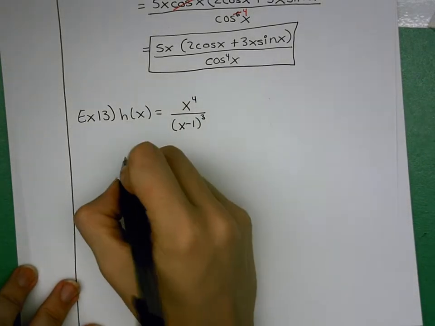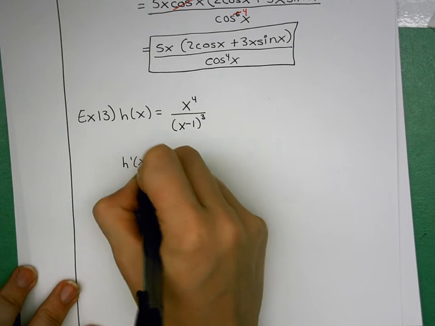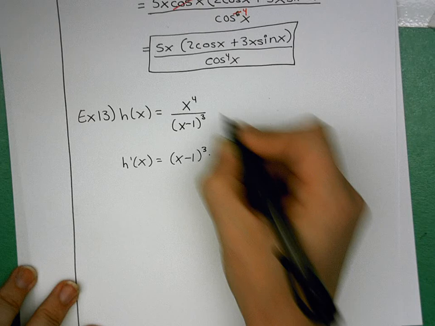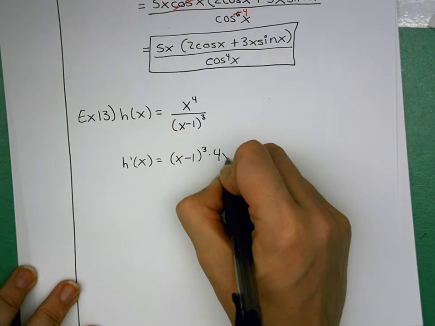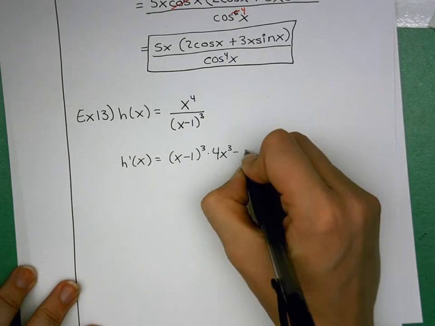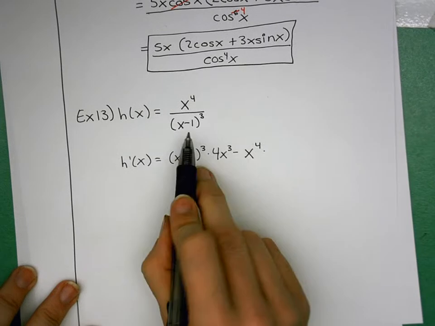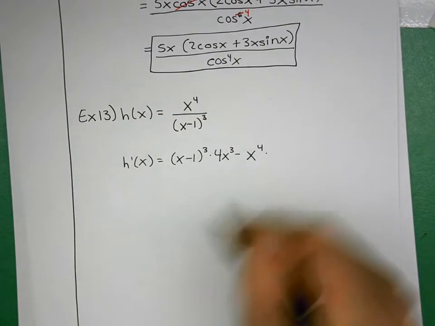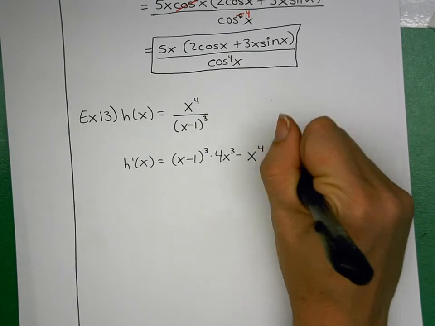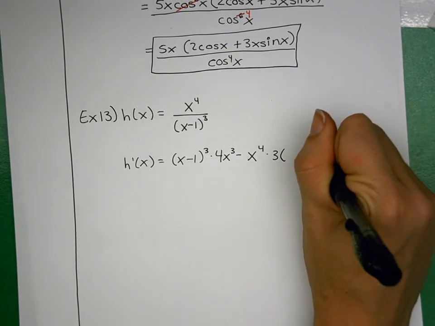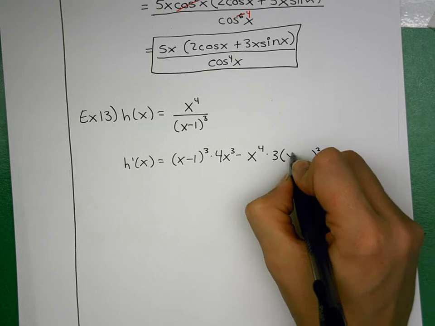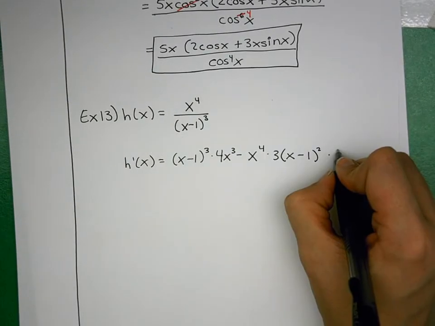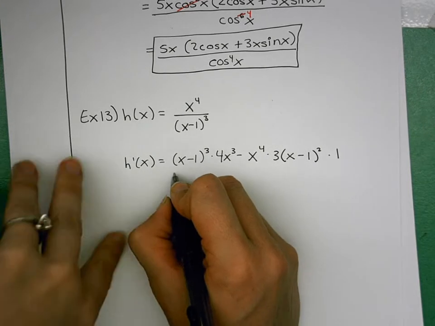Okay, quotient rule. We have low, x minus 1 quantity cubed, d high, 4x cubed, minus high, x to the 4th, d low. I've got chain rule down here, so to take the derivative, I have to use chain rule. So let's bring down the 3, subtract 1 from the exponent, g of x stays g of x, and then times the derivative of the x minus 1, which is 1, all over low squared.